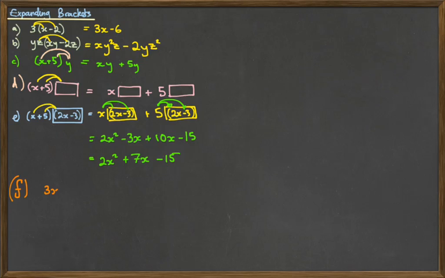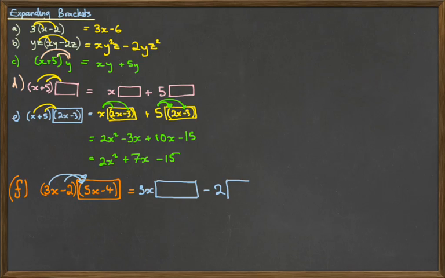F is going to be a similar question. So 3x minus 2 times 5x minus 4. So I do the same thing. I treat 5x minus 4 as a box. Now I do 3x times the box, and minus 2 times the box. So 3x times the box is 3x box. And then minus 2 times the box is minus 2 box. And I just put in what was in the box, 5x minus 4.